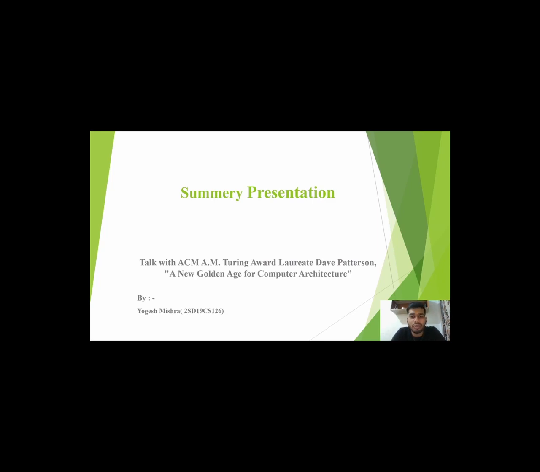One of the main themes of the talk is the increasing importance of computer architecture in today's world. Patterson also argues that advances in computer architecture have played a crucial role in driving the rapid pace of technological progress, and that this field is entering a new golden age. He notes that computer architecture has become more important than ever as the demand for computer systems has increased, and the field has the potential to continue driving significant improvements in performance and efficiency.